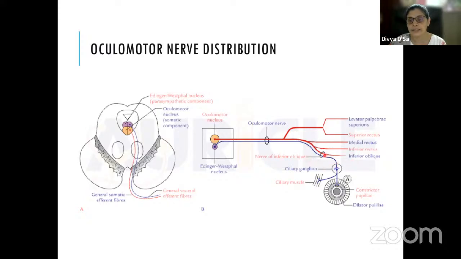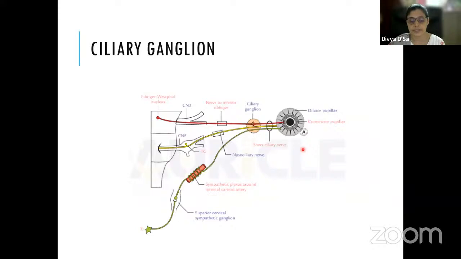Whereas this one is supplying the ciliary muscles and the pupil. Here you can see the constrictor pupillae it will supply. Now you can see the two roots coming here and going. This is the dilator pupillae, constrictor pupillae. The constrictor pupillae is supplied by the Edinger-Westphal, that is, the general visceral efferent fibers will supply. We will see this in the table.